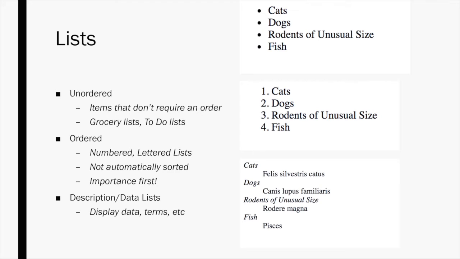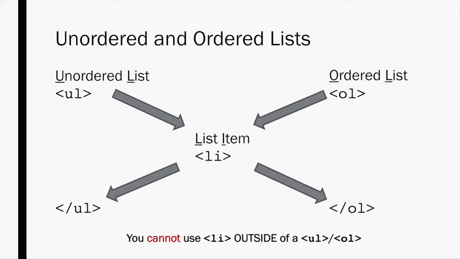And the last one are description or data lists. Data lists is kind of an archaic term, but it's still tossed around by some developers. So description or data lists, these are used to display data, terms, or anything else that needs sort of a definition behind it. Alright, let's talk about unordered and ordered lists.